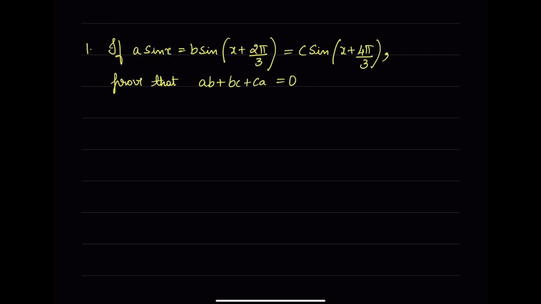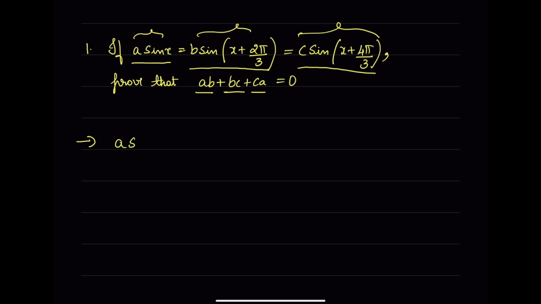So in the first one, the information given to us is a sin x is equal to b sin of x plus 2 pi by 3 is equal to c sin of x plus 4 pi by 3. So we have three components here which are equal to each other. So using this information, we have to prove that ab plus bc plus ca is equal to 0. So this is a unique problem.